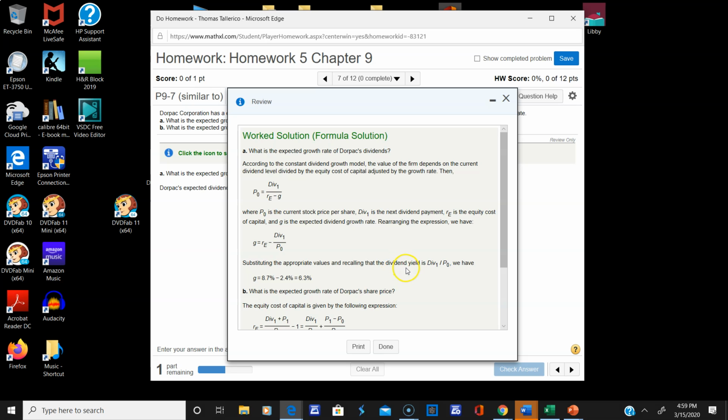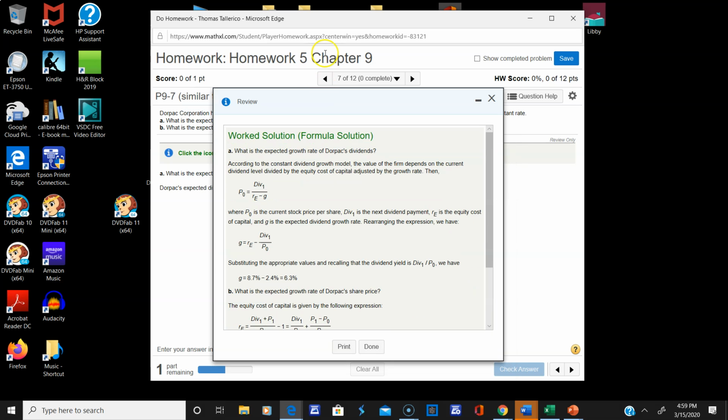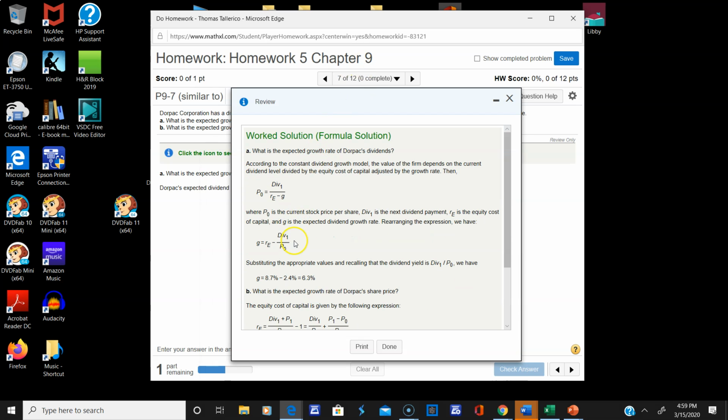and the dividend yield is the D1 over the P0, right? This is the dividend yield. And they give you that, right? 2.4%. So they give you that. So this right here is 2.4%. And the equity cost of capital, which is given to you right there, is 8.7%. So I use this magical thing called subtraction, right? And I subtract 8.7 minus 2.4, and I get the growth rate of the dividends. And that's it. Right there. See that? 6.3%.